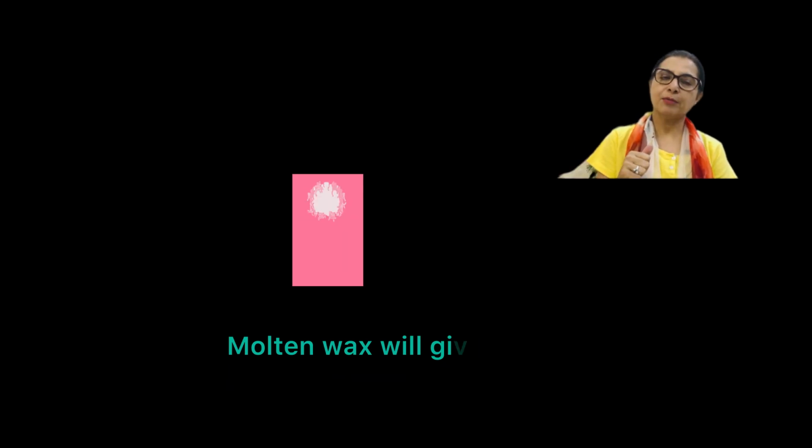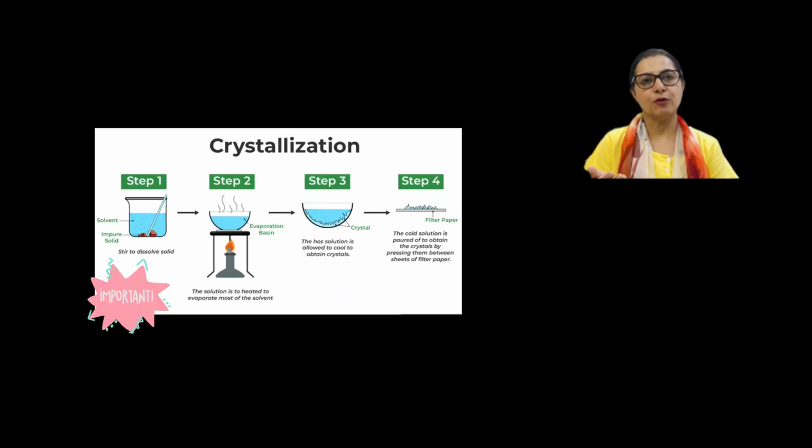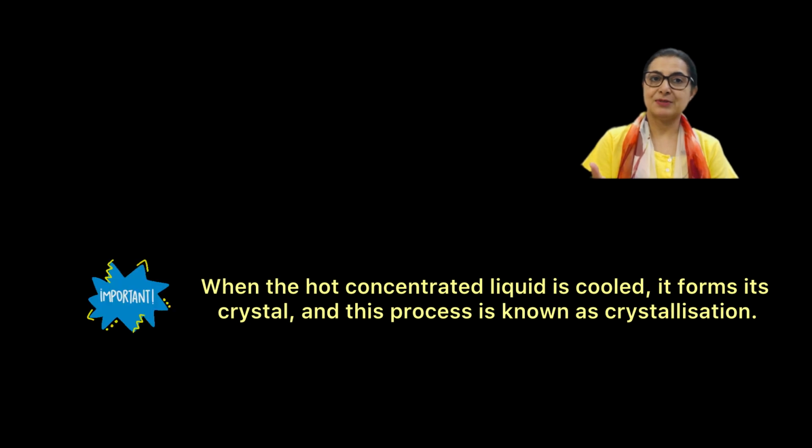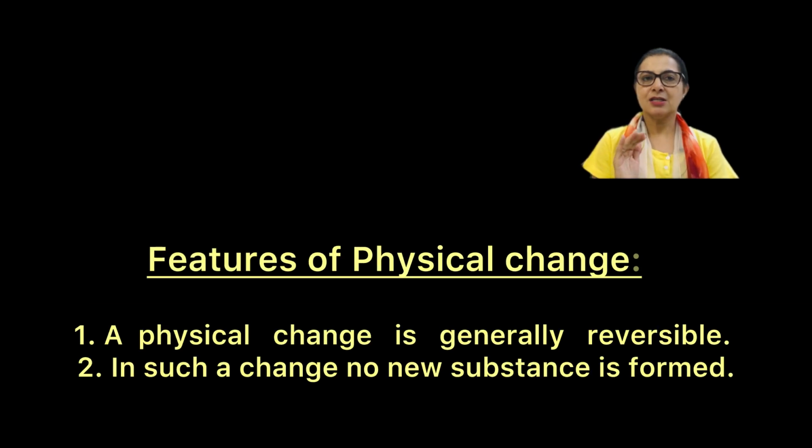So this is one example of physical change, and another example of physical change is that we can get crystals from a saturated solution. So crystals of that particular substance, about which we will be studying in detail in my upcoming video. Just remember that crystallization is a process by means of which we can get the crystals of a substance from its saturated solution. So these are a few examples of the physical changes.